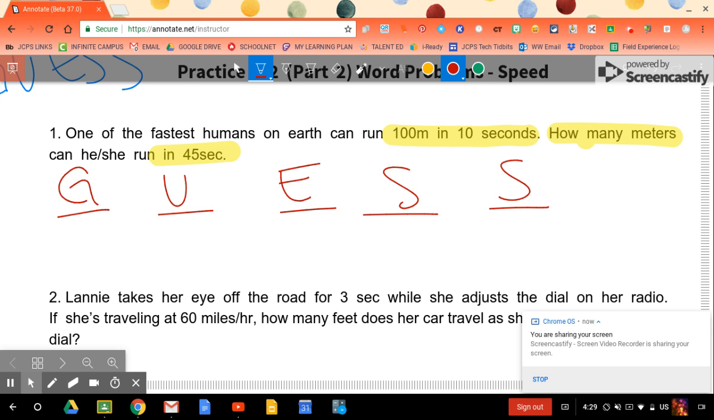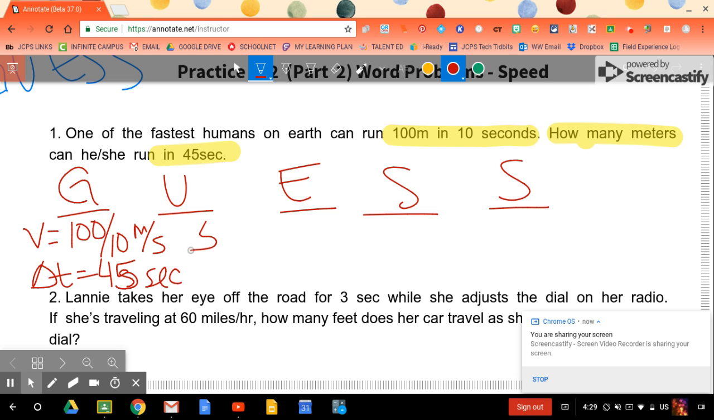So you're given your speed, your velocity, which is 100 meters in 10 seconds, so meters per second, and then your time, which is 45 seconds. Your unknown is your distance. Your change in x, we do not know that.